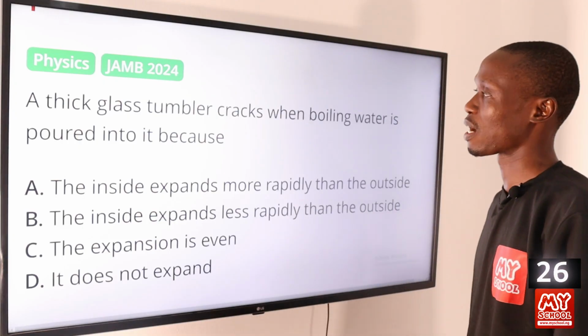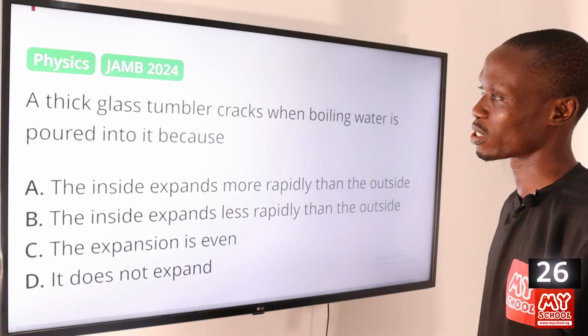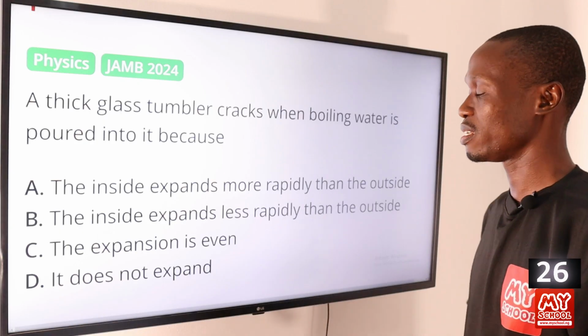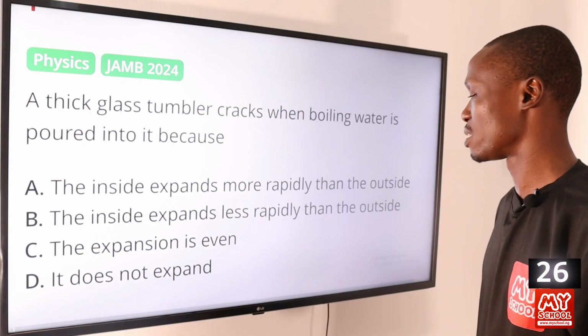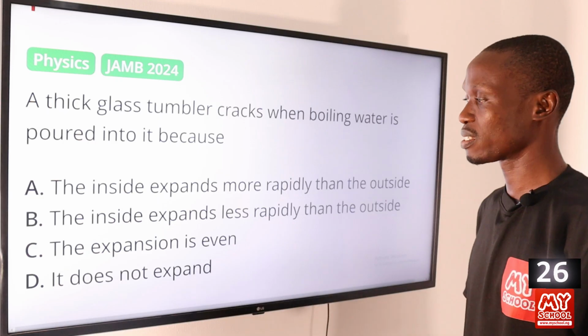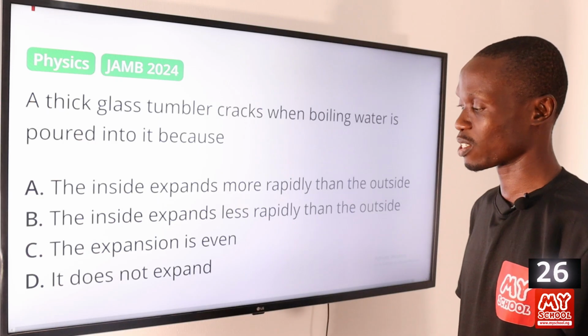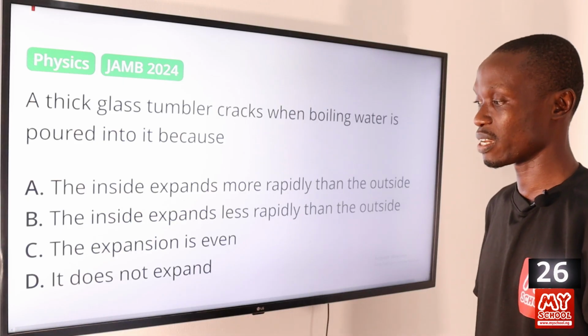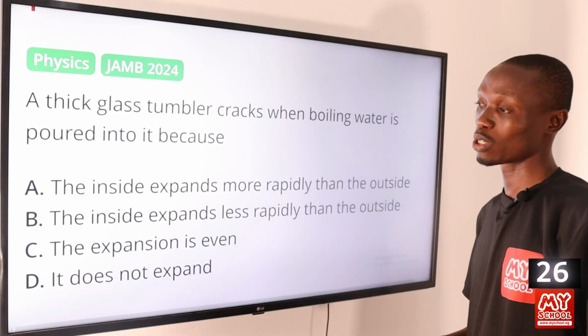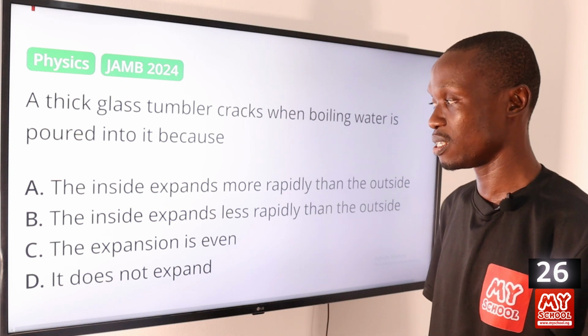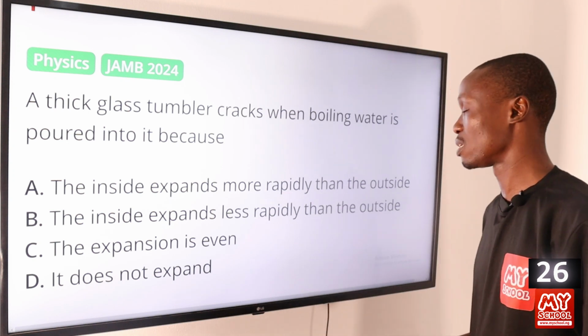A thick glass tumbler cracks when boiling water is poured into it because A, the inside expands more rapidly than the outside, B, the inside expands less rapidly than the outside, C, the expansion is even, D, it does not expand. So the answer to this question is option A, the inside expands more rapidly than the outside.